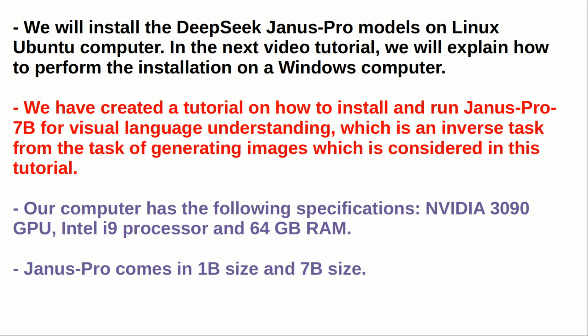Our computer has the following specifications: NVIDIA 3090 GPU, Intel i9 processor and 64 GB RAM. Now, Janus-Pro comes in 1B size and 7B size. We were able to run both models on our computer. However, for 7B size model, we had to reduce the batch size in order to be able to generate the images. We did not test the model on GPUs which are weaker in performance compared to NVIDIA 3090 GPU.